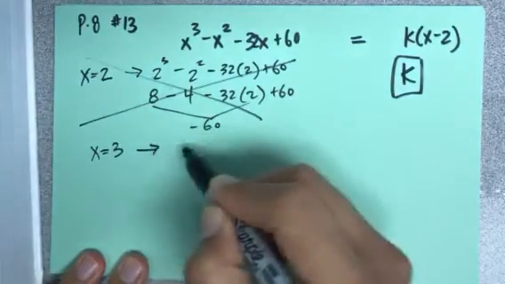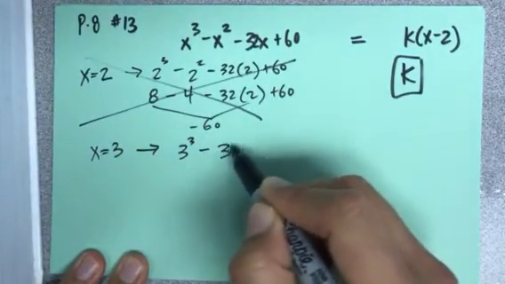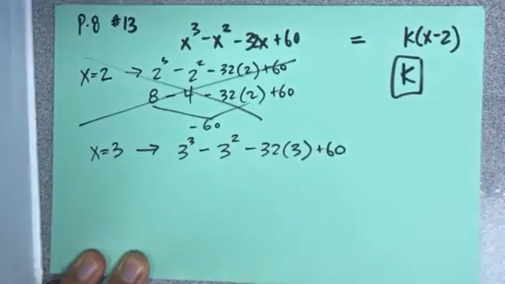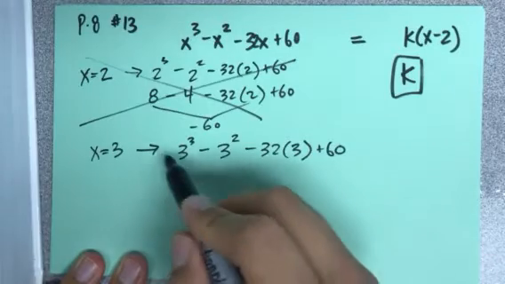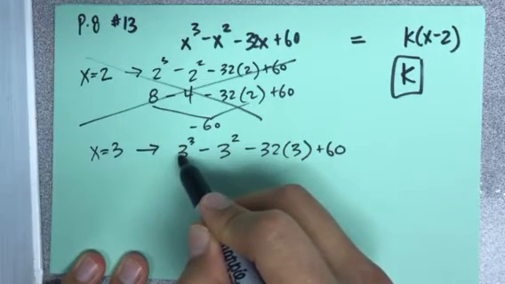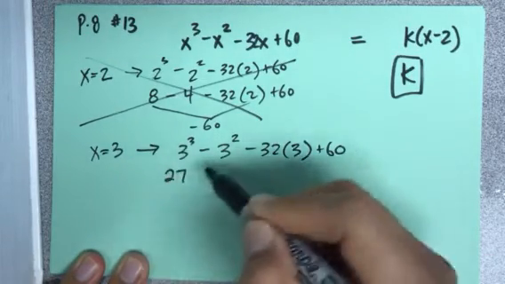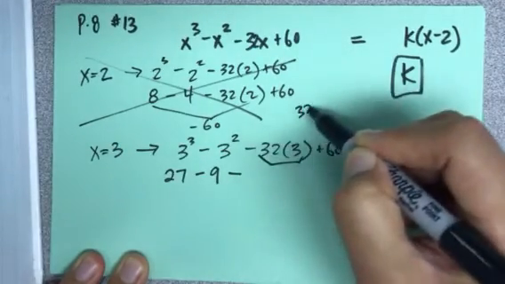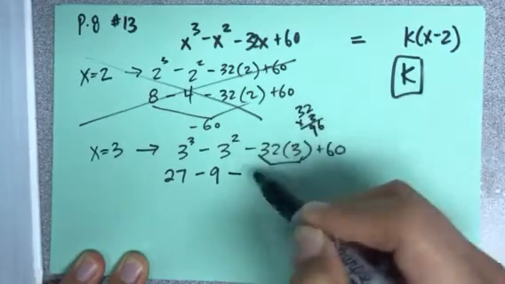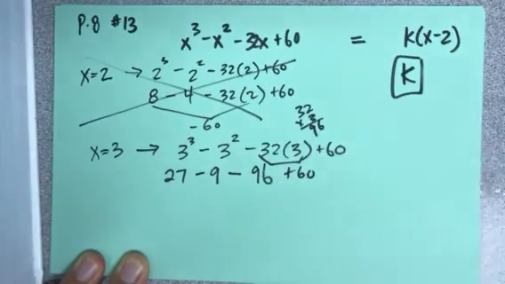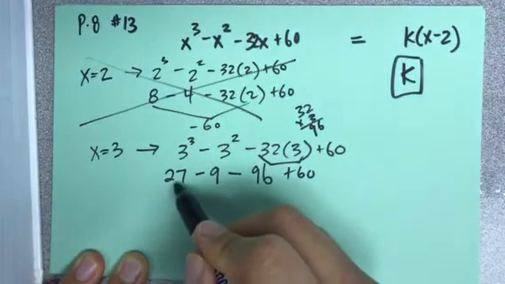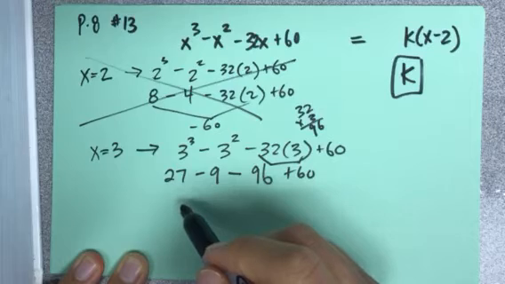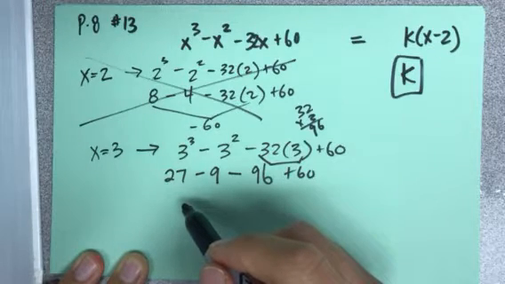When you do that, that's 3 to the 3rd minus 3 to the 2nd power minus 32 times 3 plus 60. If you solve this, 3 times 3 is 9, 9 times 3 is 27, minus 9, minus, let me do this right here, 32 times 3 is 96, plus 60. So you have to do the math. Just start right here first. 27 minus 9 is, help me out, anybody?